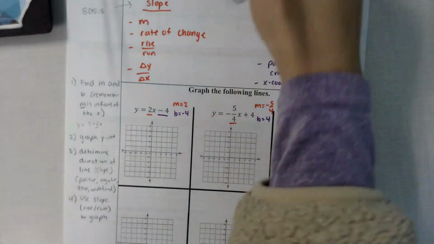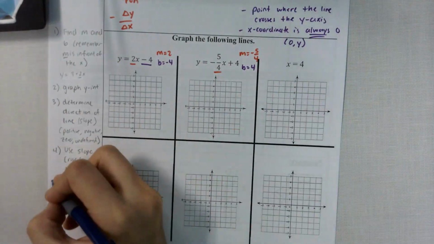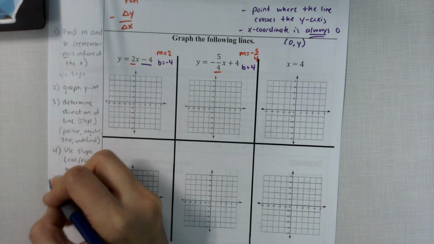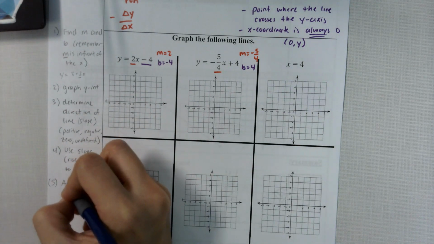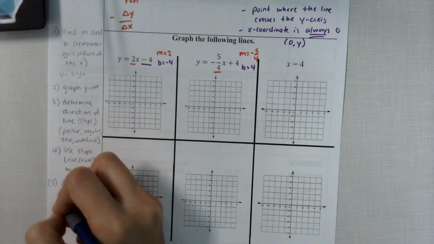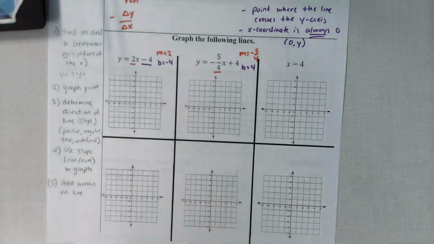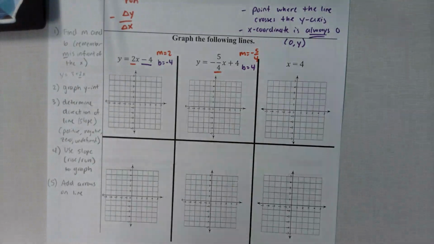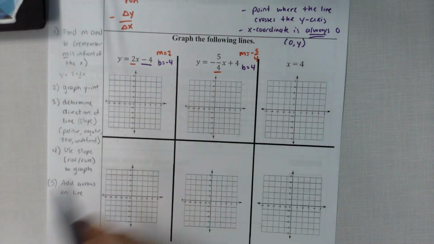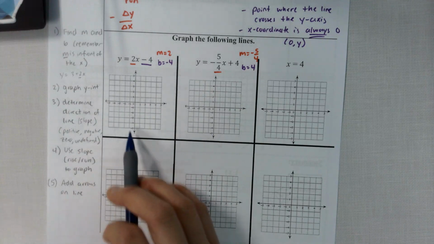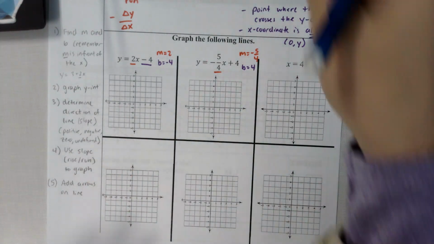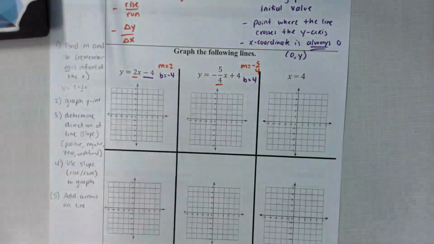And then here's a little one that I think is really important. Step 5, we'll just do a little side step: add arrows on the line. When you add an arrow on a line, it's telling you that it keeps going. See how this has an arrow? It means the line keeps going, even though we decided to only look at this -5 to 5 grid.